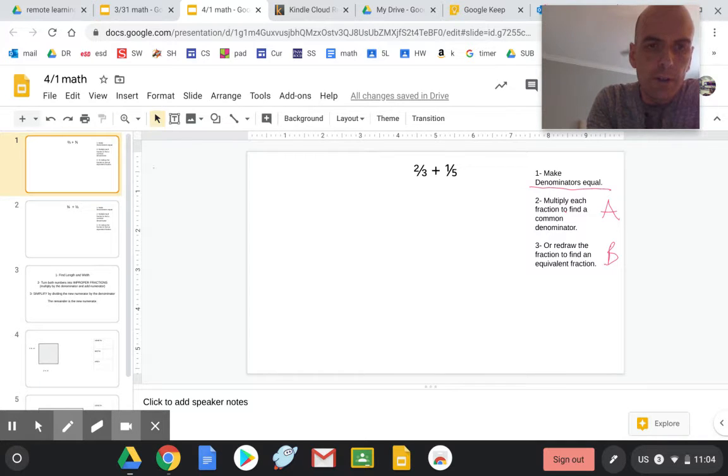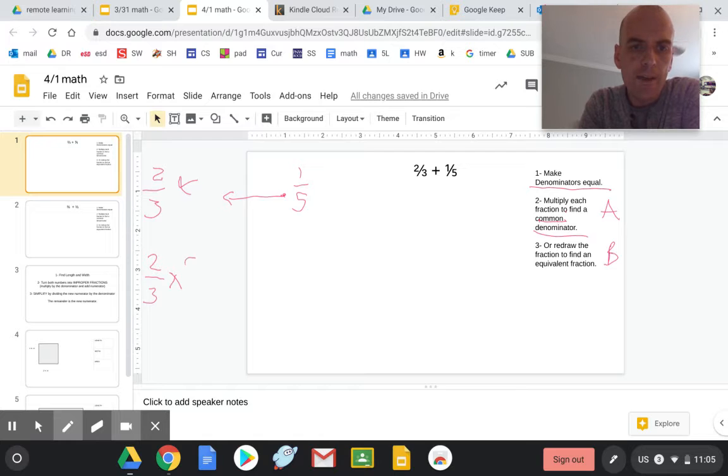So if I have 2/3 and I have 1/5, I need to multiply each fraction by something to make it a common denominator, right? That's what I'm looking for, a common denominator. Well, I can multiply this fraction here by this guy's denominator. Okay, so I can do 2/3 times 5/5. I have to change the whole fraction.